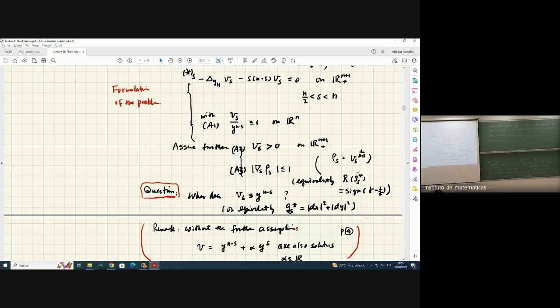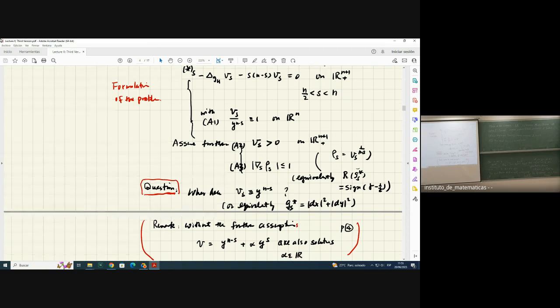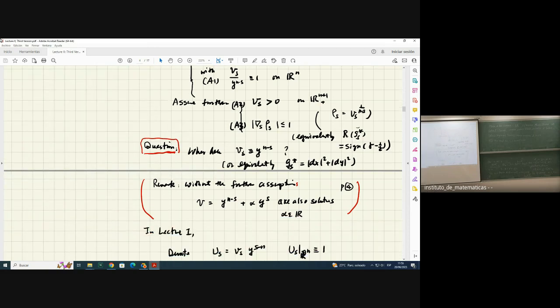But since there are already originally two indices, for example, without this additional hypothesis, there are other solutions. And the other solution is y to the s power. So you have a linear combination of these solutions, and there may be other solutions. So the problem is, why is this other factor not there? So the question is, does that imply v_s equal to y to the n minus s power? That's what I call the Liouville theorem.